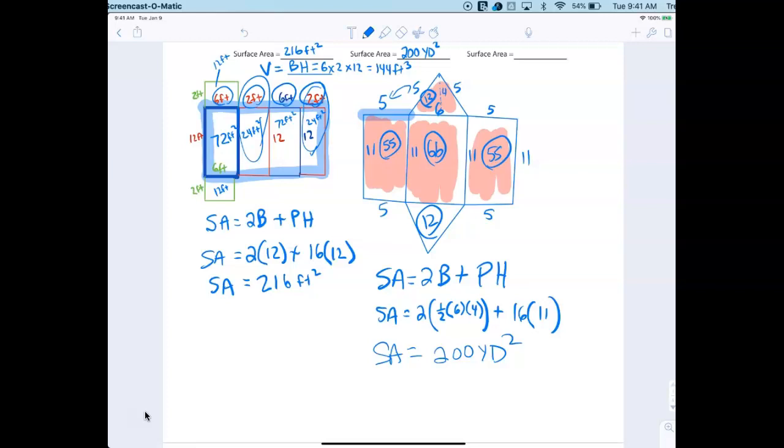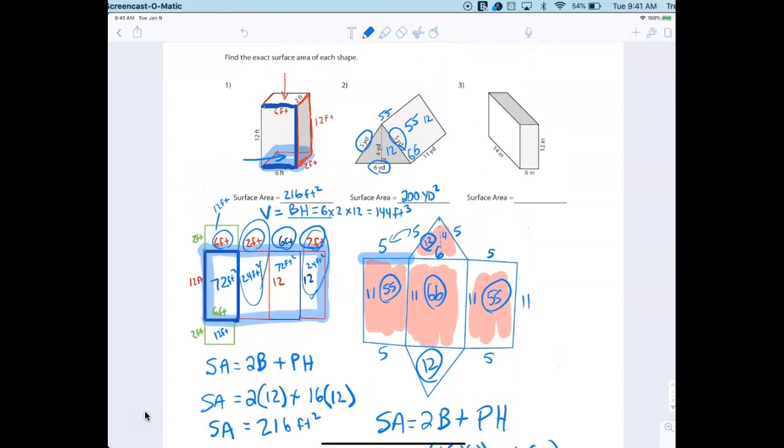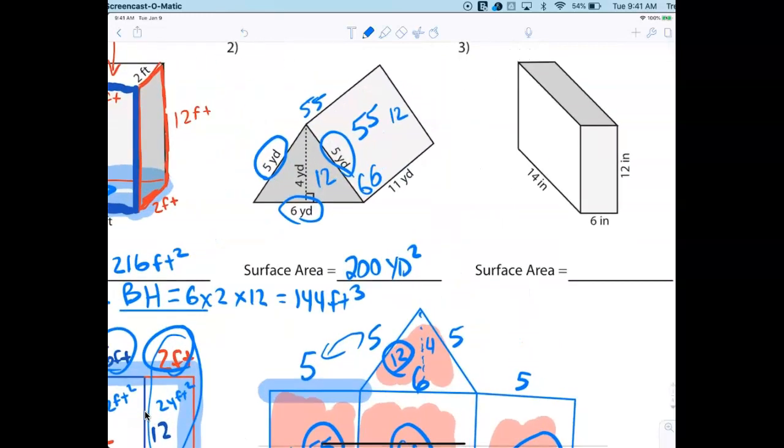What do you want it to be? What does perimeter mean? Watch me. I'm going to do the perimeter of the base. You watch me and see if this makes sense. Some of you thought the base was a rectangle still. That's what the problem is. The base is a triangle. Is everybody with me?